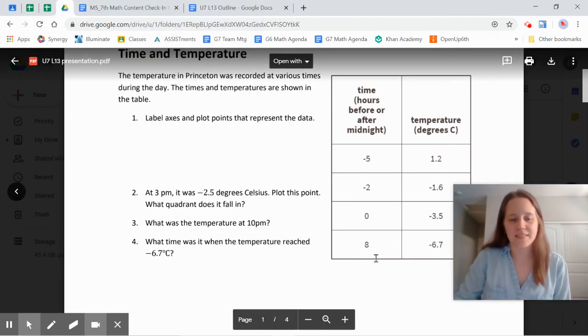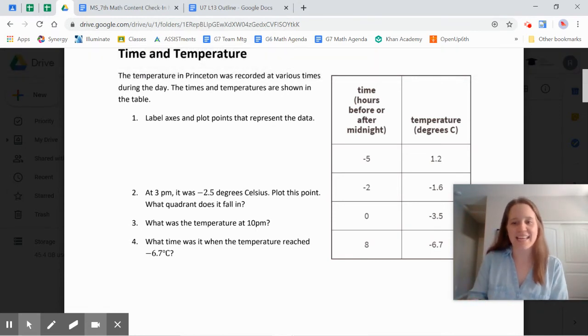All right. What was the temperature at 10 p.m.? 10 p.m. is before midnight. Yeah, it is 2 hours before midnight. So I'm looking for -2 in my table or on my graph. I'm noticing that -2 is listed for me. I have the data. It was -1.6 degrees Celsius at 10 p.m.